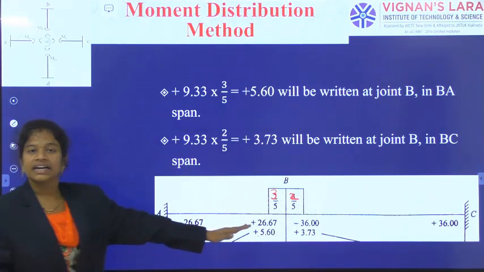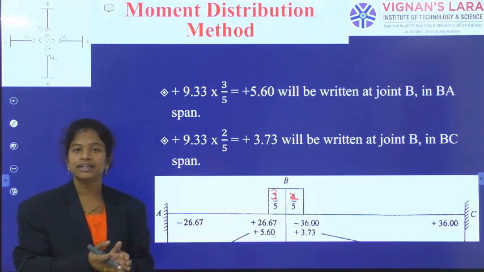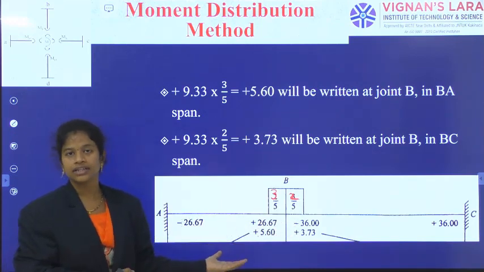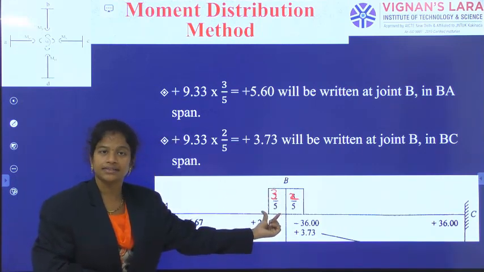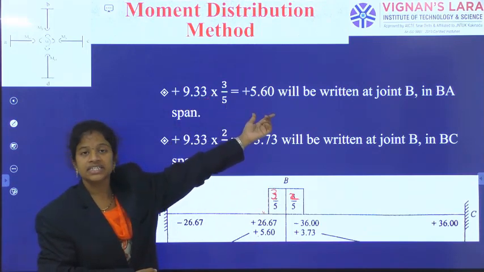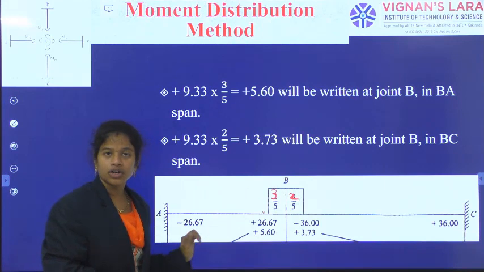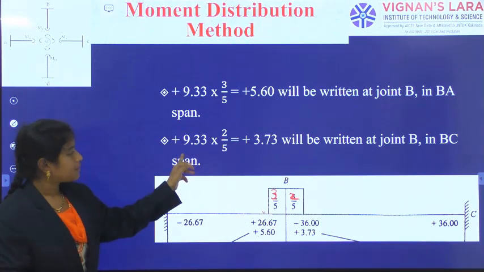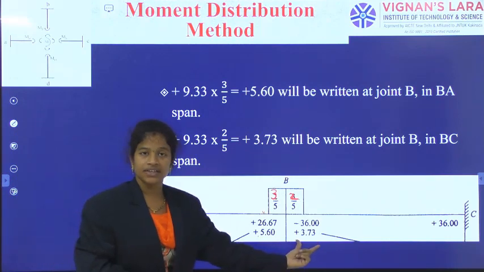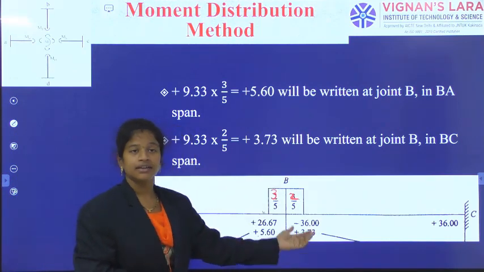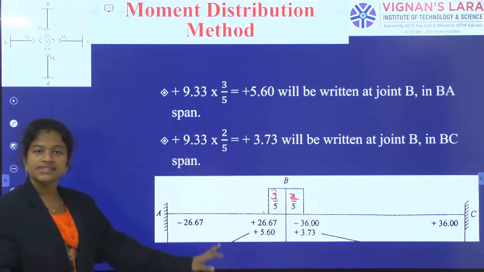So the net unbalanced force, that is minus 9.33, we are converting with addition to plus 9.33, and plus 9.33 into the corresponding distribution factor 3 by 5. Multiplication has given us plus 5.6 and it will be written at joint B towards the BA span. Similarly, plus 9.33 into 2 by 5, the corresponding answer is plus 3.73 and that answer will be written at joint B towards the BC span. Okay. So in this way our first line has completed.